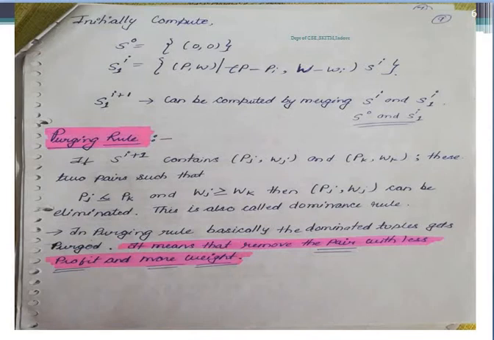Now let us see what the purging rule is. This purging rule is also called the dominance rule. Suppose S of i plus 1 contains Pj comma Wj, that is the profit and the weight, and Pk comma Wk, such that Pj is less than or equal to Pk and Wj is greater than or equal to Wk. Then Pj comma Wj can be eliminated.